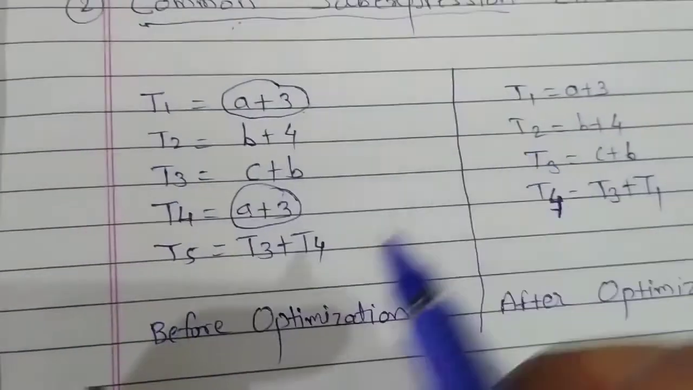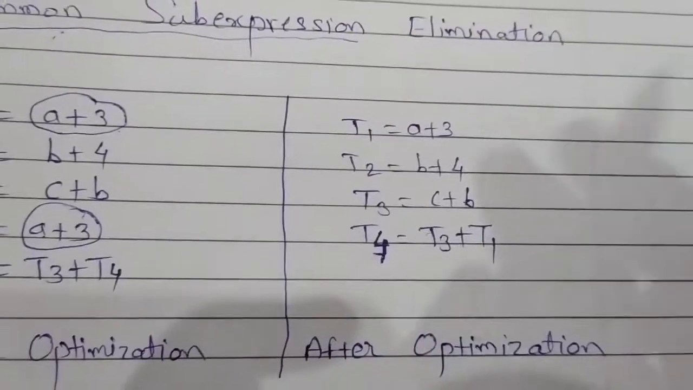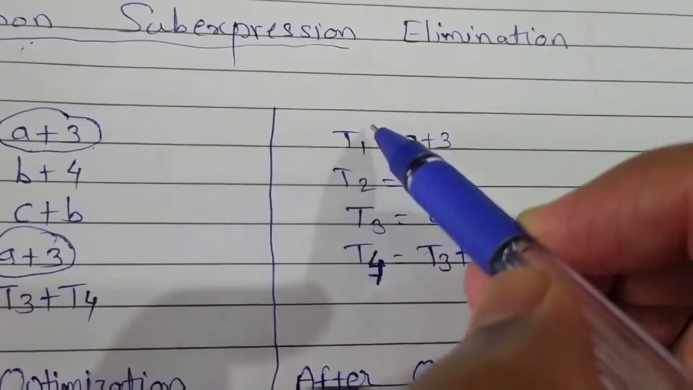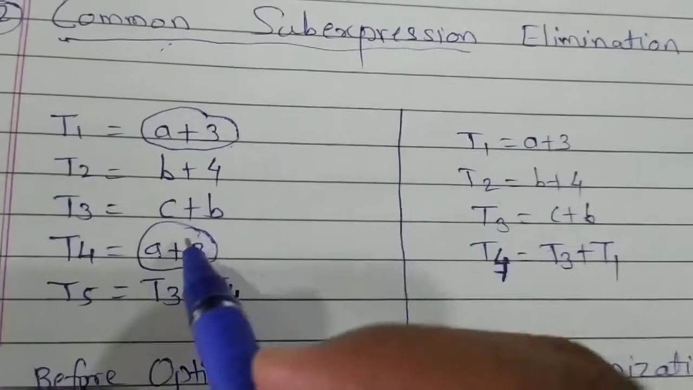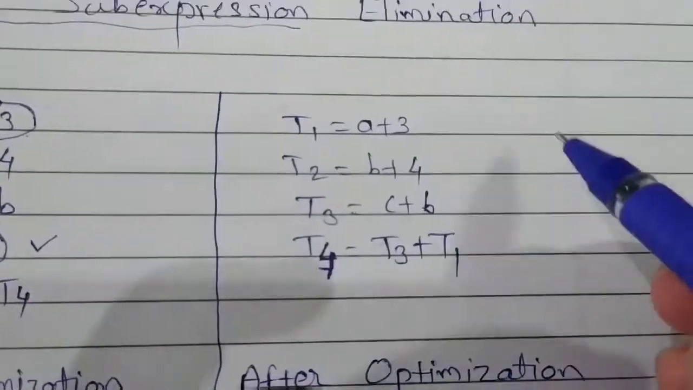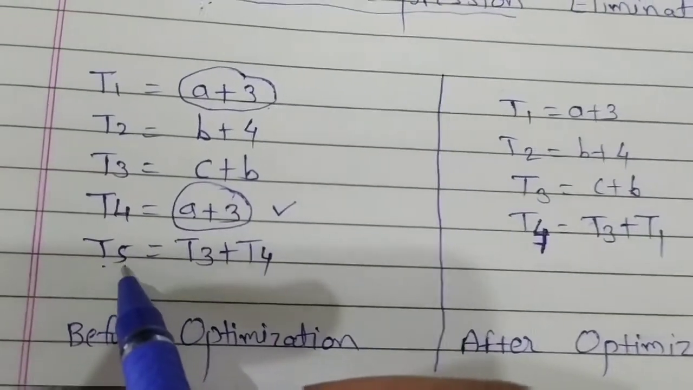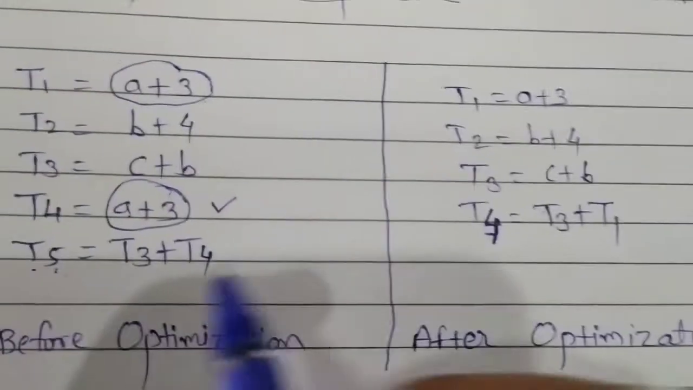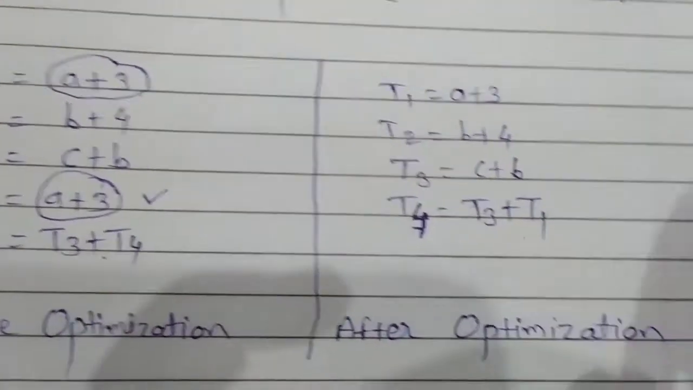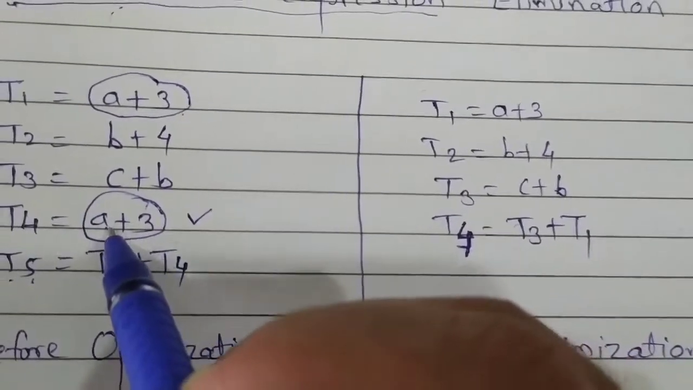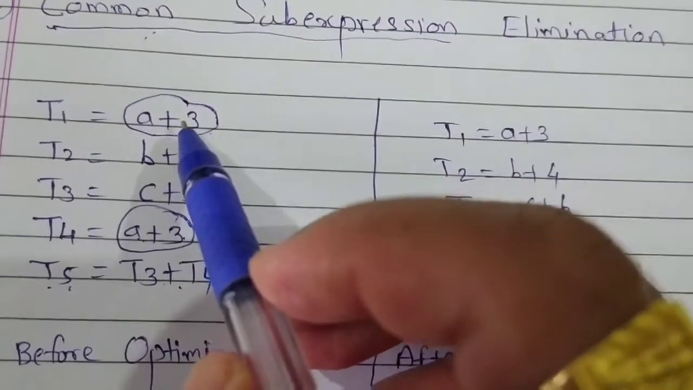So see, this is before optimization. After optimization, we can use this value of t1. There is no need to calculate this again. We'll reuse this value. So here, instead of having the t5 variable, here t4 only, we can take t3 plus t1. So we have used the a plus 3 value which was computed previously.